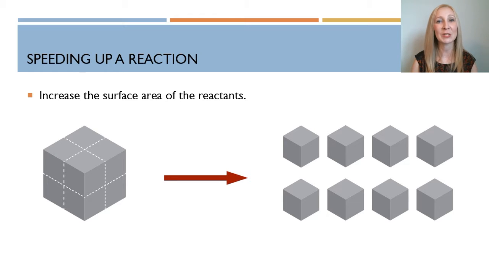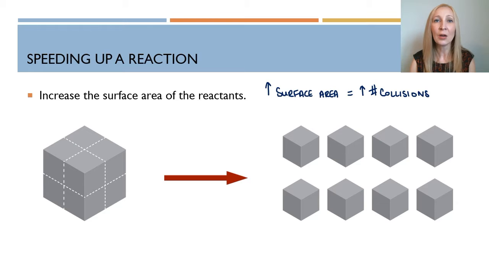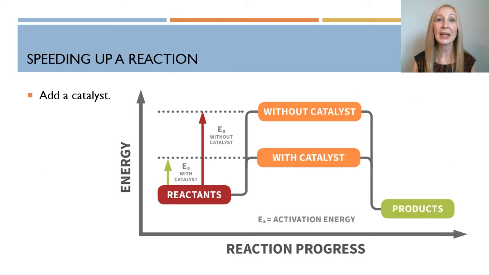The next thing we can do to speed up the rate of the reaction is to increase the surface area of the reactants. So if we have this cube here, only certain parts of that cube are able to react. But if we break it up into smaller pieces, then we're exposing the inner layers, and those inner layers are then able to react. So if we increase the surface area, we will increase the number of collisions with reactant particles. The last thing we can do to speed up a chemical reaction is to add a catalyst.